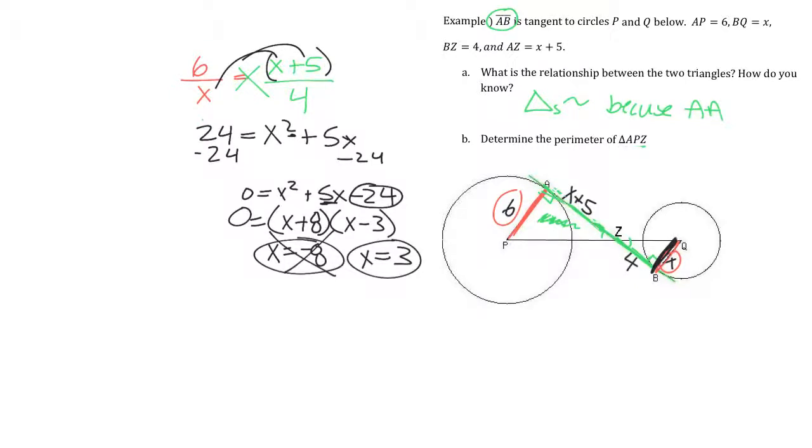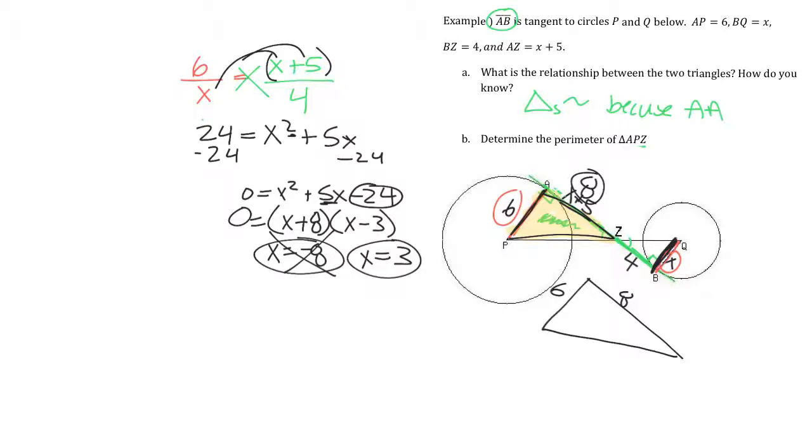So I need to find the perimeter of this triangle. APZ is here. Well, I see that one side is 6, and I have x is 3. So 3 plus 5, this side is going to be 8. So I have two sides of this triangle. Let me just draw it out really quick so you can see what I'm talking about. This side's 6, this side's 8. Just drew it so you can see better. I need to find this missing side.